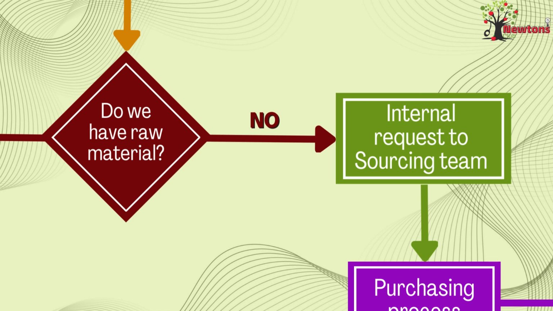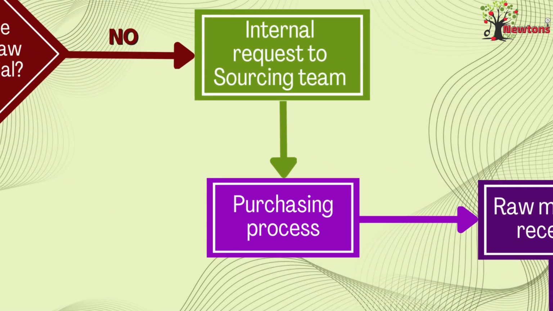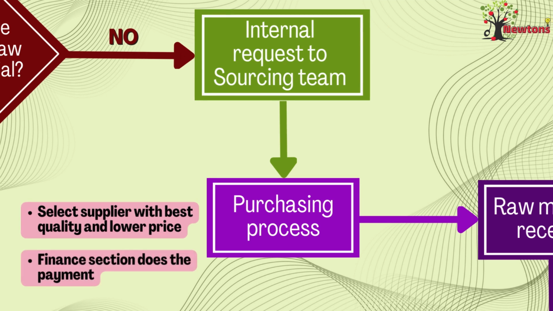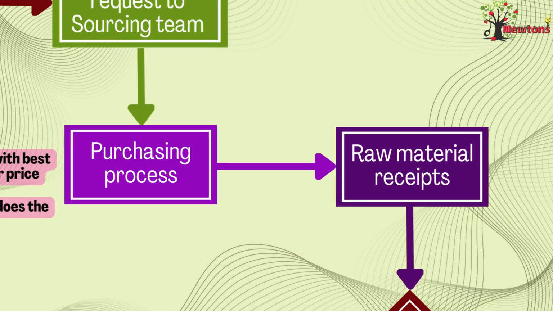Now, let us first consider that the raw material stock is not available and the request is sent to the sourcing department. Once the sourcing team gets this request, they will try to find some suppliers and choose the best one with good quality and lower price. And once this is done, they make a deal. And once the deal is done, finance section comes into play and takes care of all the monetary transactions like payment and all. Finally, when all the transactions are finished, the raw material will be received at the company's warehouse.